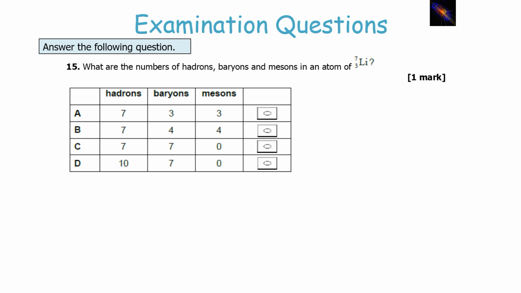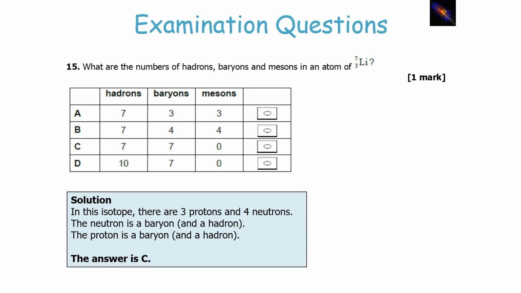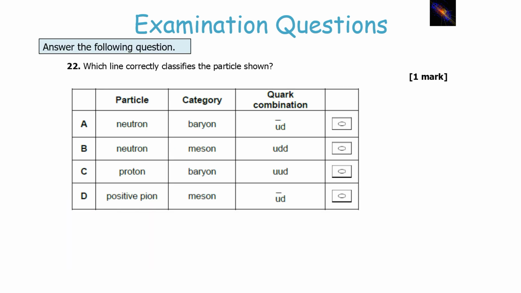Next question, what are the numbers of hadrons, baryons and mesons in an atom of lithium? So pause the video now, then unpause the video when you want to go through your answer. Right, in this isotope you can see that there are 3 protons and 4 neutrons. You can tell that because the number on the bottom is 3, indicating the number of protons, so therefore the top number minus the bottom number, 7 minus 3, gives you your number of neutrons, which is 4. Now the neutron is a baryon and a hadron, the proton is a baryon and a hadron, so that tells us we've got 7 hadrons, 7 baryons and no mesons. Our answer is C. Let's look at the next question.